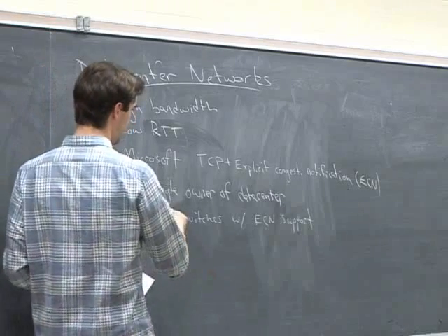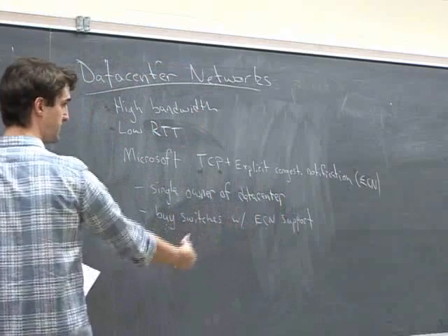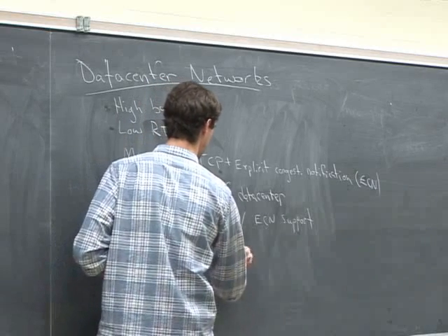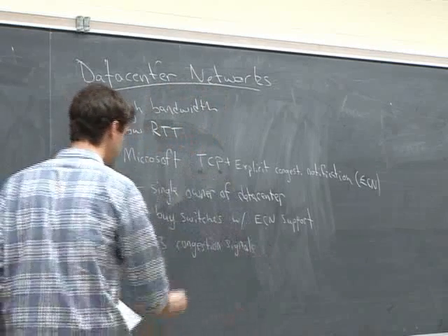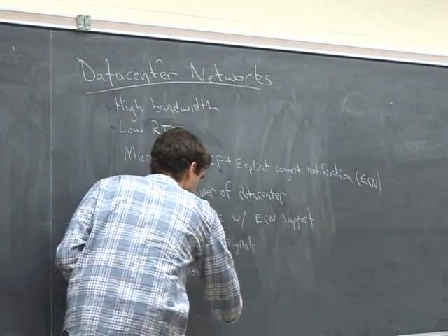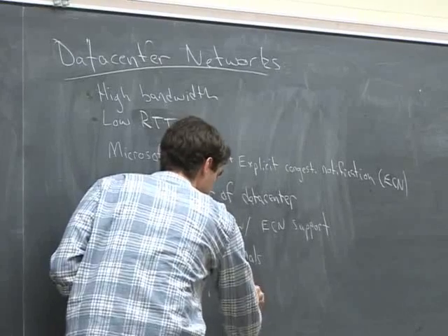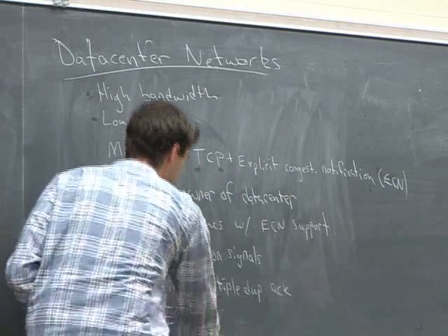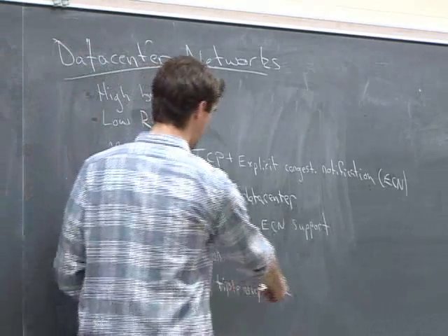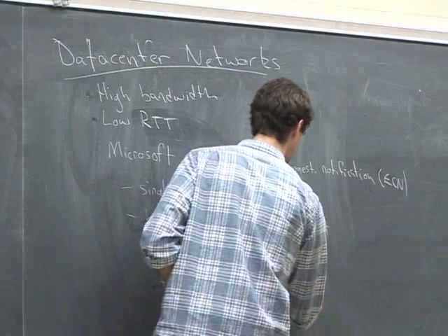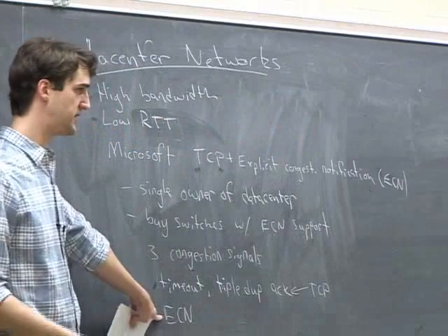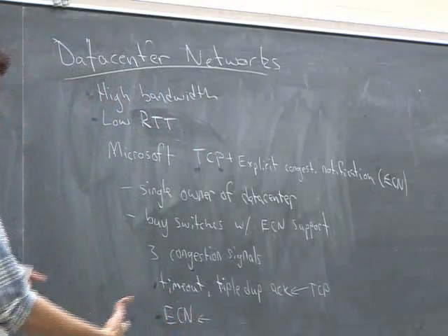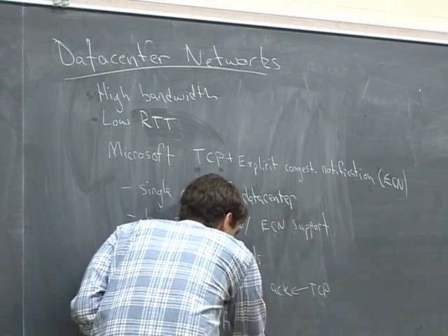In order to combine TCP with explicit congestion notification, now we have three congestion signals. We have the standard ones from TCP, the timeout and the triple duplicate ACK, and now we have this explicit congestion notification. These are handled the same way as they are handled by TCP. But explicit congestion notification means that there's starting to become congestion in the network. So here, instead of doing the multiplicative decrease that TCP does, we do an additive decrease in window size.